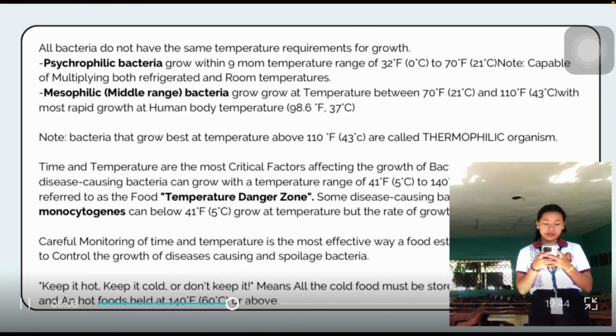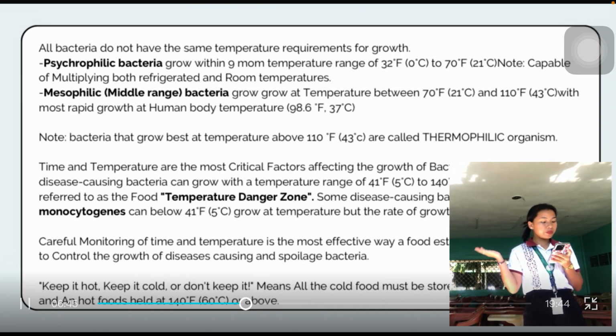All bacteria do not have the same temperature requirements for growth. An example is the psychrophilic bacteria, which can grow within the temperature range of 32 degrees Fahrenheit and 0 degrees Celsius up to 70 degrees Fahrenheit and 21 degrees Celsius. And psychrophilic bacteria can multiply in both refrigerator and room temperature.